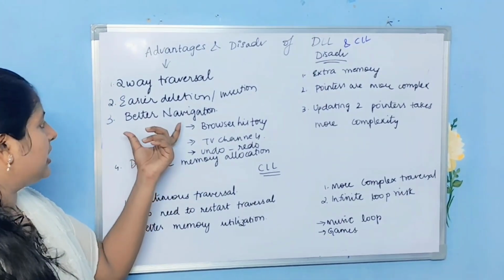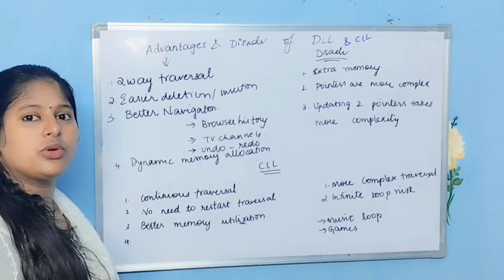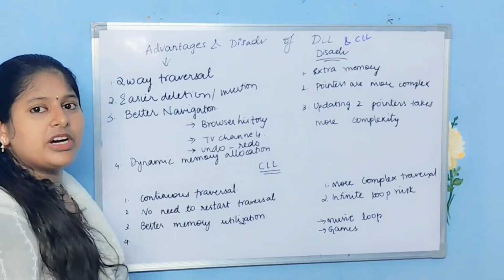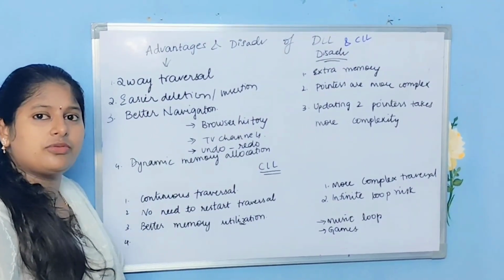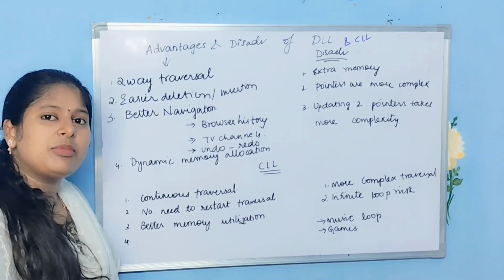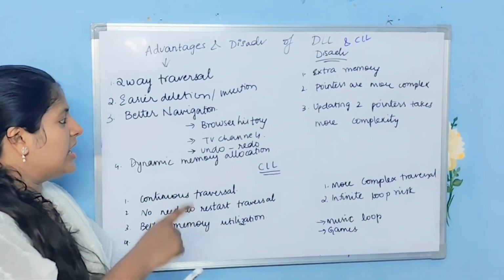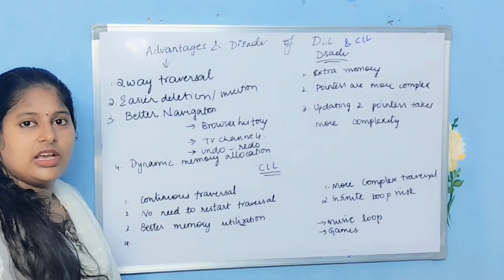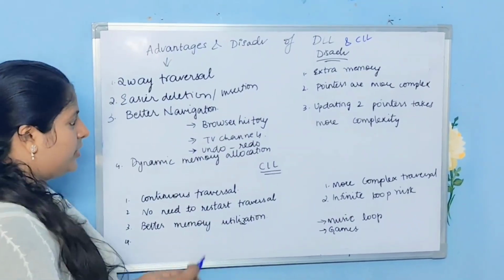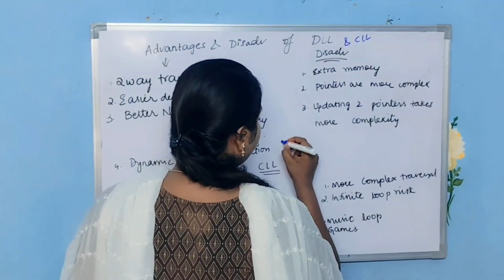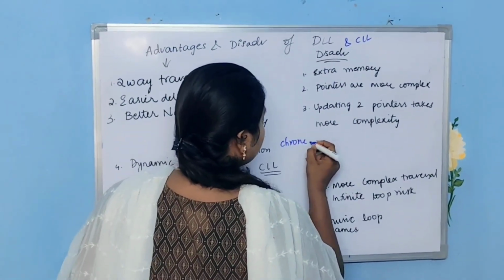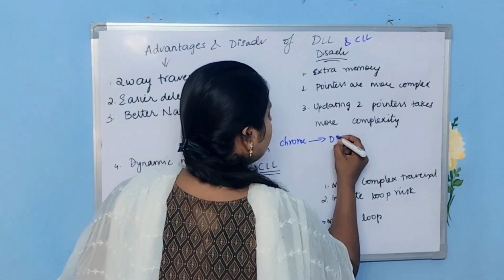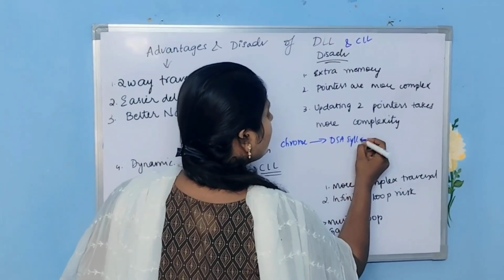Okay, so next one, better navigation. That means you can move easily from first location to second location or from any location. So the real-time example for navigation, first one, is browser history. For example, I am using Chrome. Okay, I try to use Chrome. So I searched for some B.Sc syllabus.